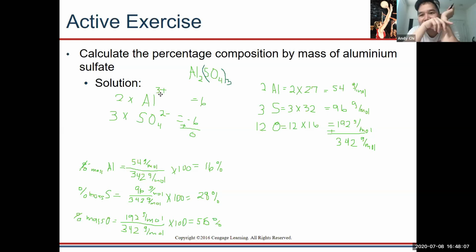2 times 3, it's going to equal 6, right? So then how many SO4s do I need to balance out that 6 charge? If each one is -2, 3 times -2 is -6. So 6 minus 6 is equal to what? 0. Okay, so then my chemical formula is going to be Al2(SO4)3, right? I needed 3 of those to balance it out.